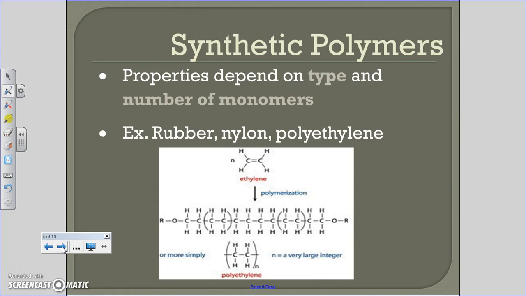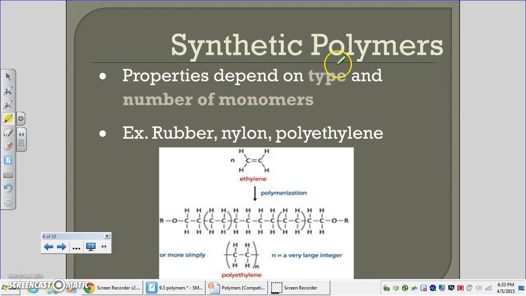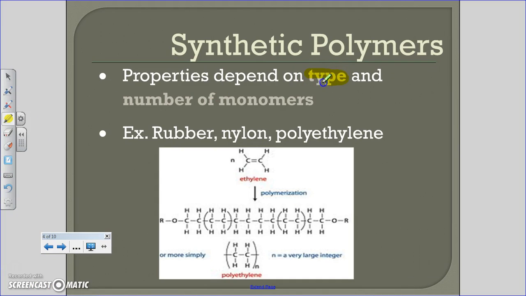Our first category of polymers is going to be a synthetic polymer. Synthetic means man-made, so all of these do not come from nature, and the properties of the polymer itself depend on two different things. The first is the type of monomer. So is it 3 carbons together? Is it 5 carbons together? Is it 12 carbons together? And the second that determines the property are the number of monomers.